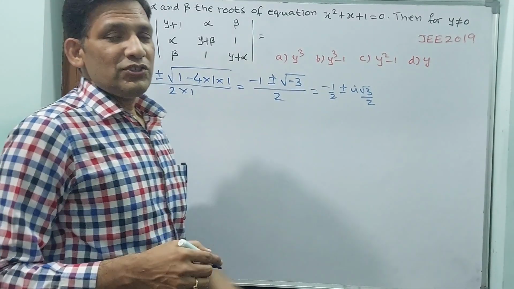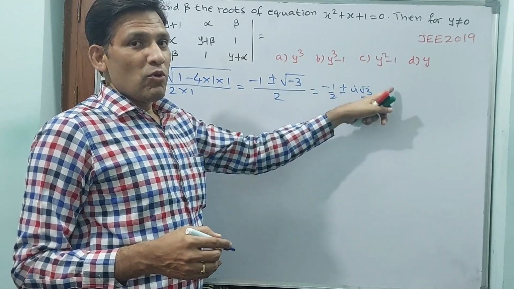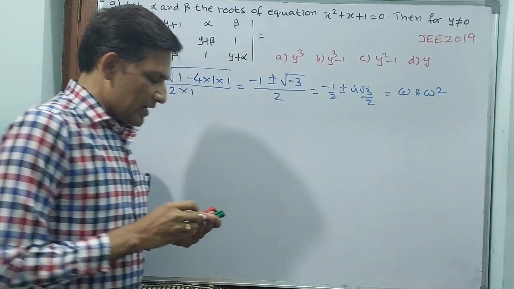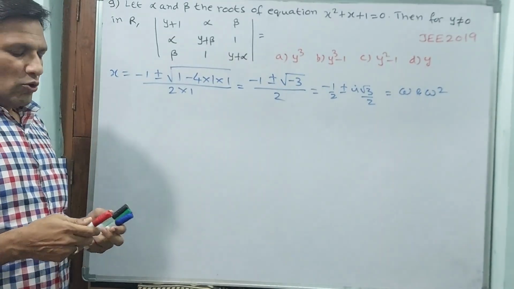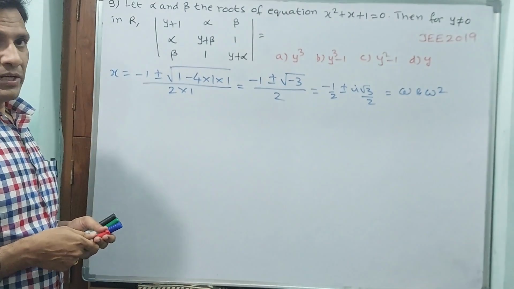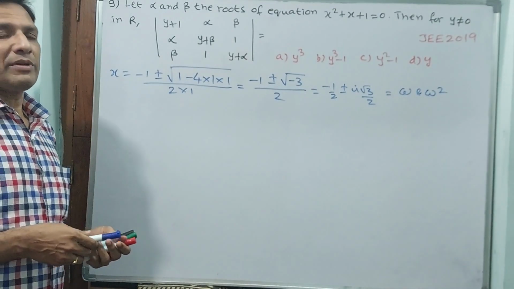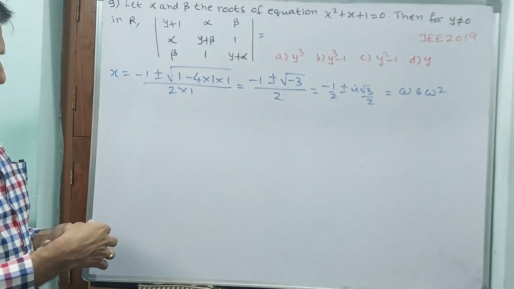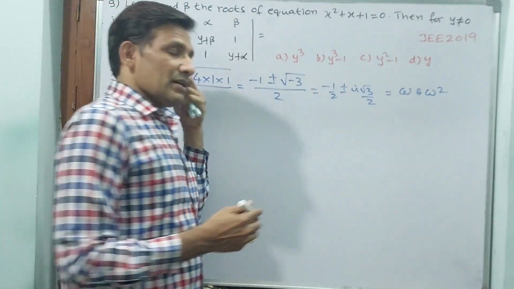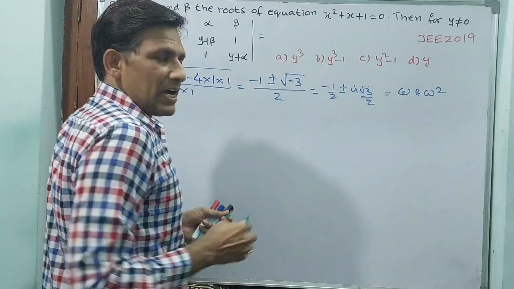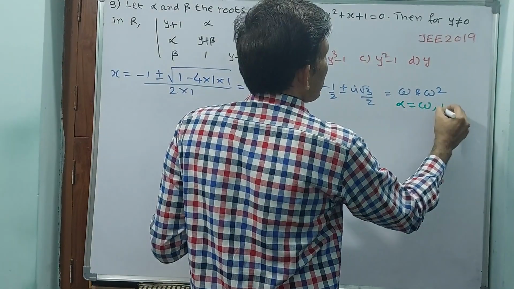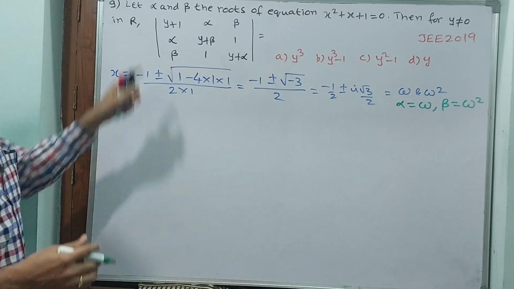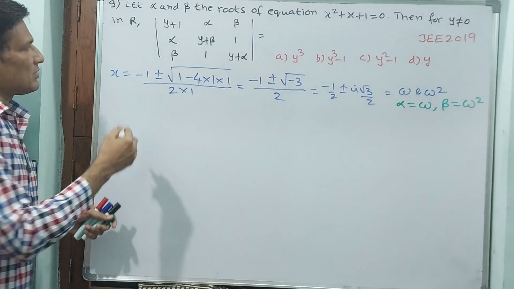If you remember, this plus or minus means omega or omega square. That is equal to omega and omega square, the cube roots of 1. And one more property we know, 1 plus omega plus omega square is equal to 0. Now what do we do? I am taking alpha is equal to omega, beta is equal to omega square. 2 roots are there, alpha and beta. Alpha and beta values I am substituting, you see.